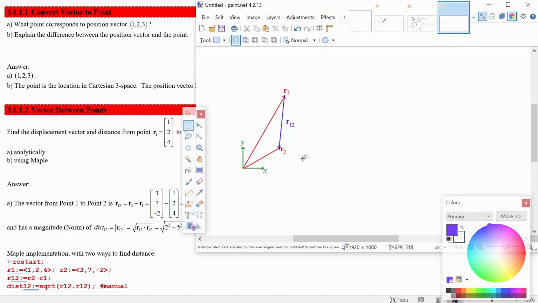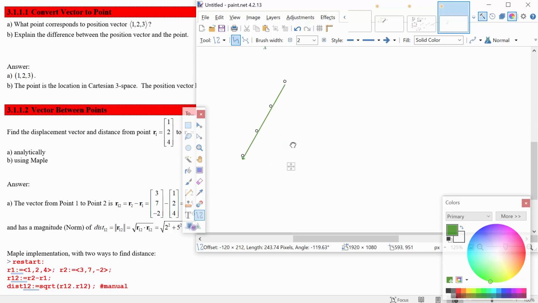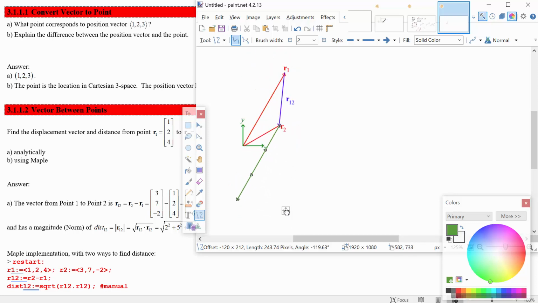Now let's check. We said that we should be able to get R12 if we take R2 and subtract R1. How can we do that graphically? Well, we can start with R1 here and get a negative version of it by starting at the end and drawing it like that, and then just displacing it around there, right?